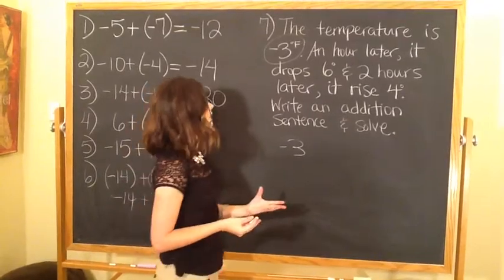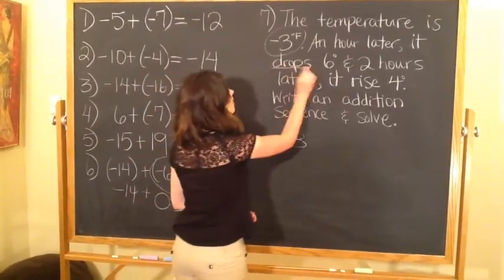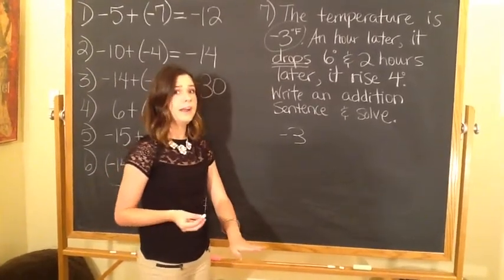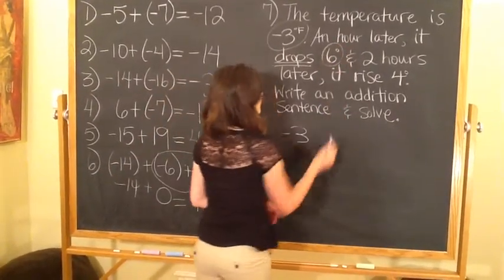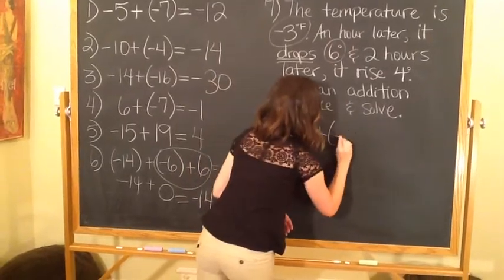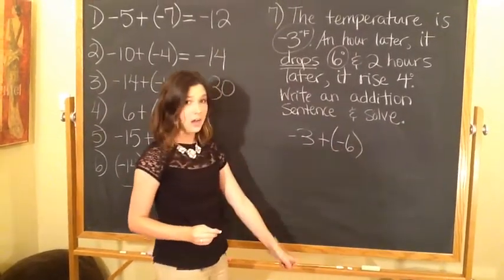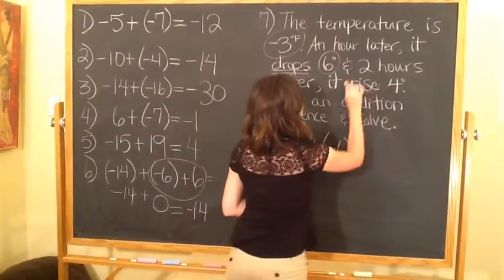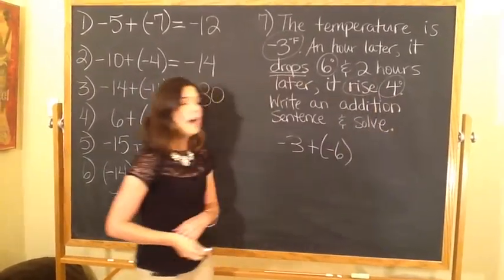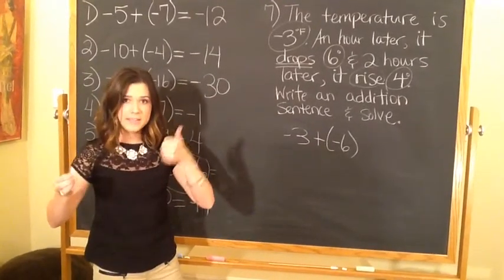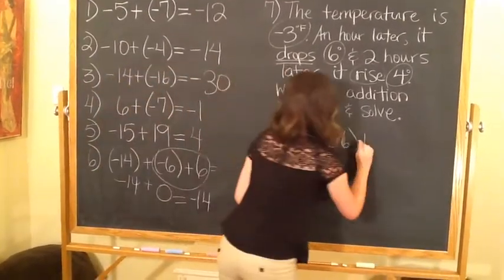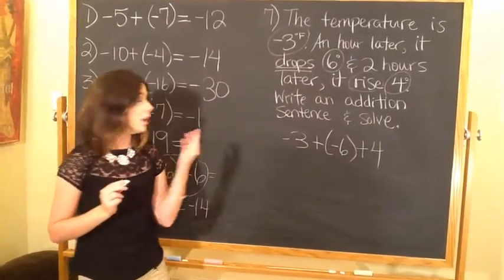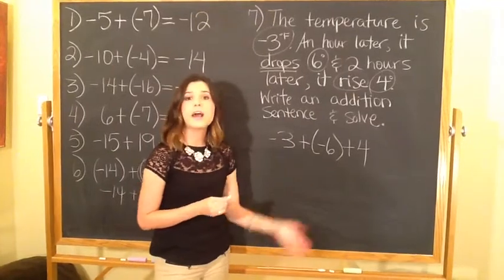What's going to happen? Okay, an hour later, it drops. So drops means that we're going to be going a negative amount, right? So drops 6 degrees. So we're going to add a negative 6 degrees because we're going down even more. Then 2 hours later, it rises 4 degrees. So rises is a positive thing, right? So it's going to be a positive number. We're going to do plus 4. All right, now we have our 3 integers written out here. Now we're going to have to go ahead and solve it.